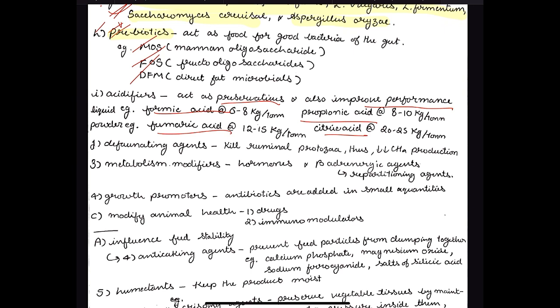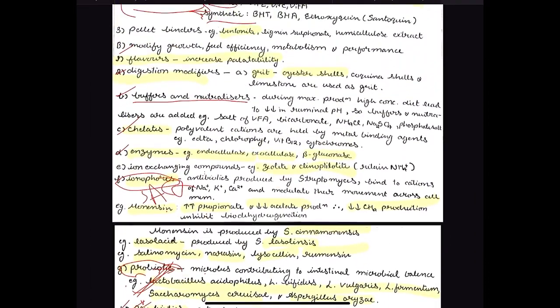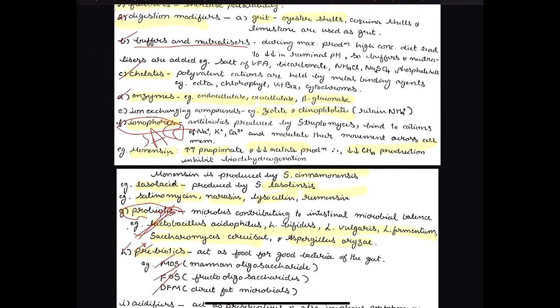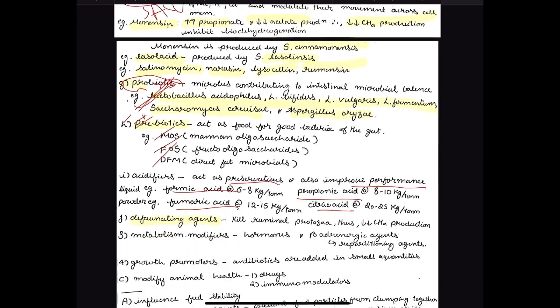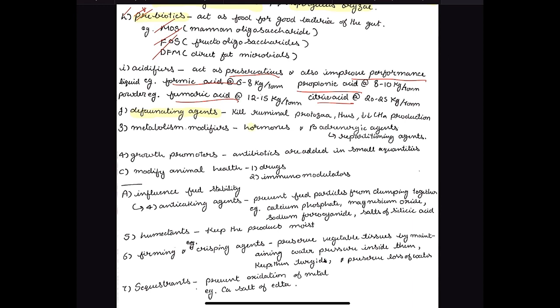Then we have defaunating agents which kill the ruminal protozoa, thus resulting in decreased methane production. Defaunation is a very important phenomenon and often an SAQ is asked in the exams. Then we have metabolism modifier. Okay, so first we had compounds which affect the feed itself, then compounds which affect the digestion and metabolism. Now we have metabolism modifiers like hormones, beta adrenergic agents, growth promoters, and other animal health products like drugs and immunomodulators. So immunomodulator modify the animal health.